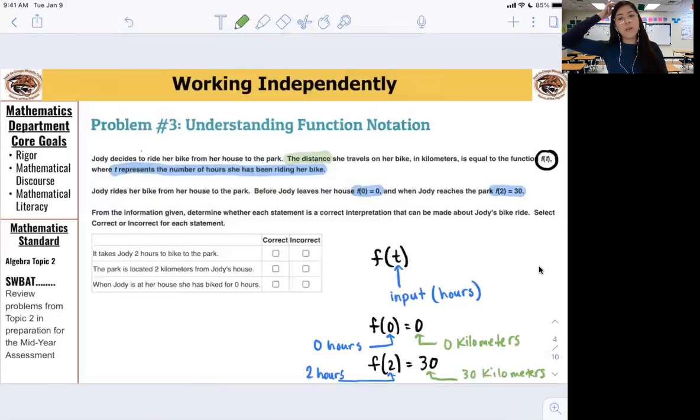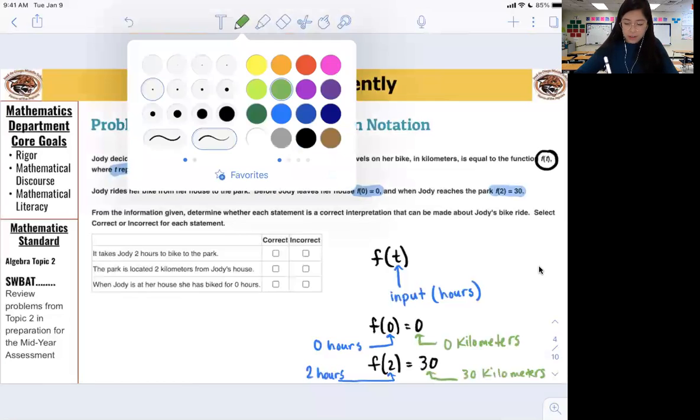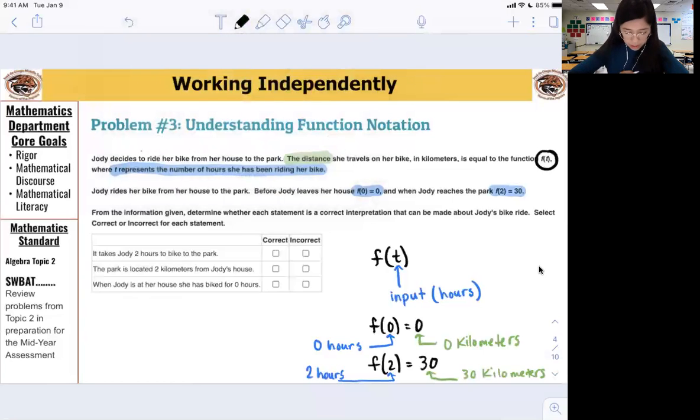All right, so f of 0 equals 0 means that at 0 hours, she has traveled 0 kilometers. That basically is telling me that she hasn't left her house yet. So she's still at her house, she hasn't ridden her bike yet, she hasn't traveled anywhere. F of 2 equals 30 tells me that she's been riding her bike for 2 hours and she has traveled a distance of 30 kilometers. So let's go ahead and say correct or incorrect. So it takes Jody 2 hours to bike to the park.